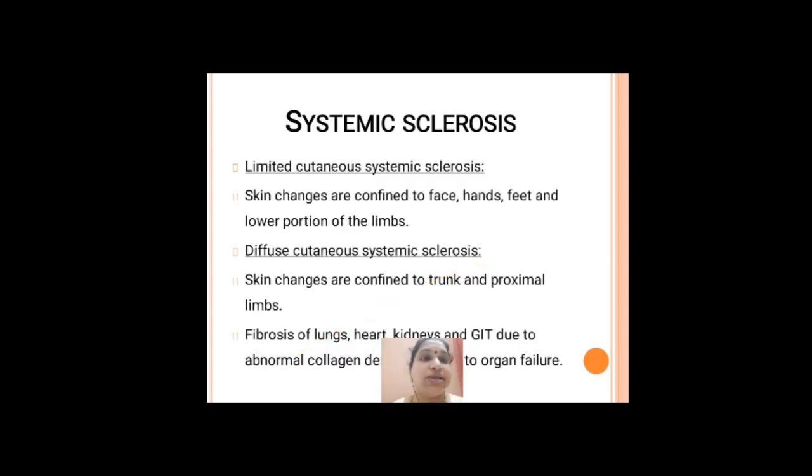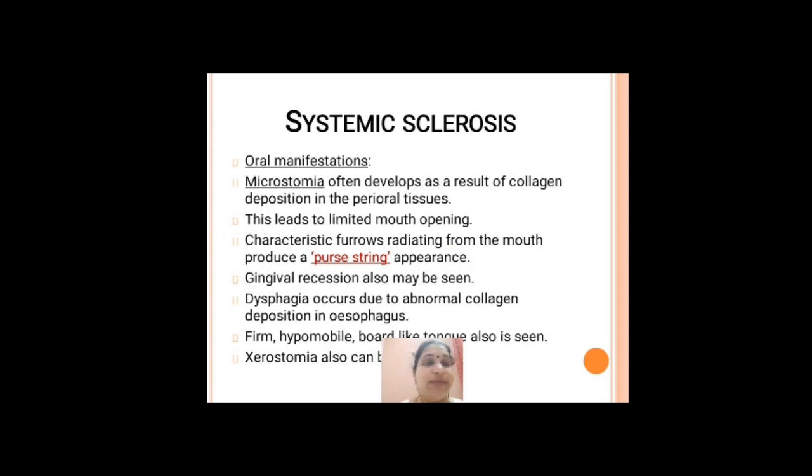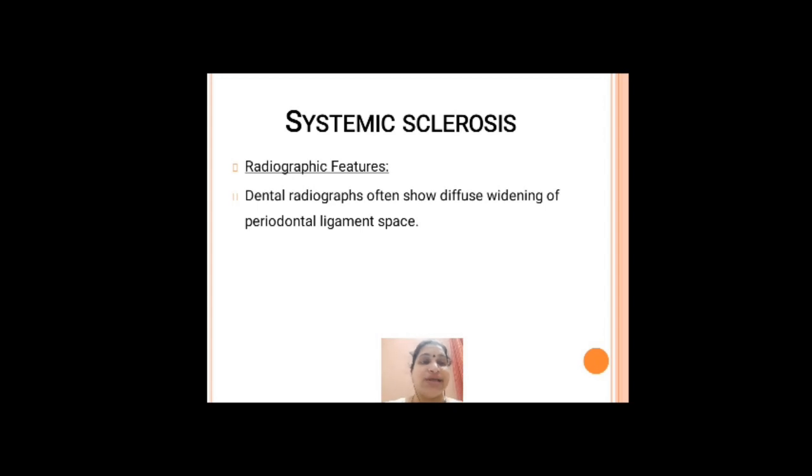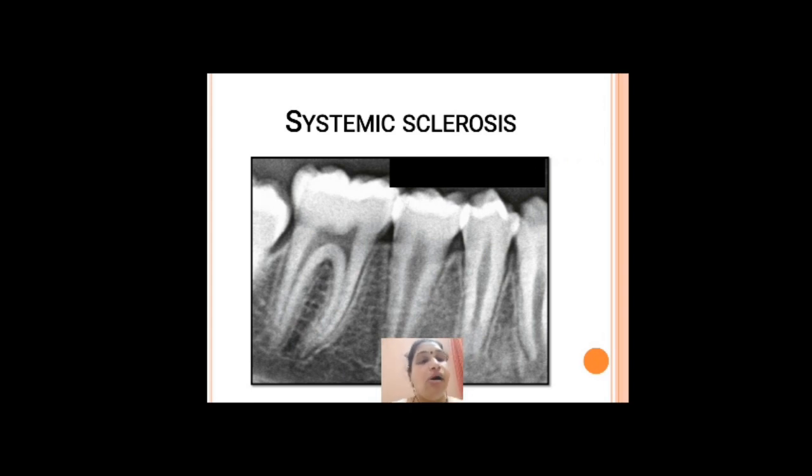Limited cutaneous systemic sclerosis means skin changes will be confined to the hands, face, feet and lower portion of the limbs. Diffuse cutaneous means the trunk and proximal limbs also will be involved. In oral manifestations, there will be microstomia as a result of increased abnormal collagen deposition, and there will be limited mouth opening. The tongue will be involved, leading to a board-like tongue, and there will be characteristic furrows radiating from the mouth, producing a purse string appearance. So here is the microstomia produced due to the abnormal collagen deposition. Dental radiographs will show a diffuse widening of the periodontal ligament space. All teeth will show a diffuse widening of the PDL space.